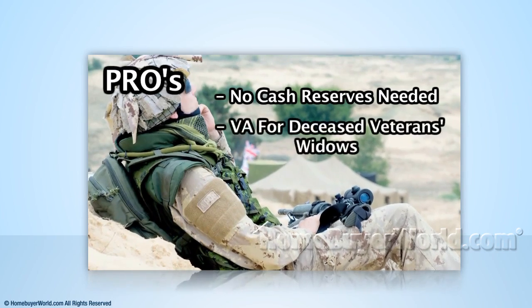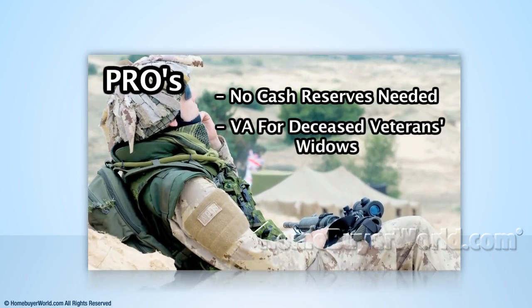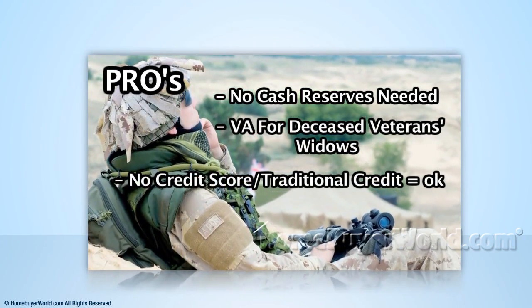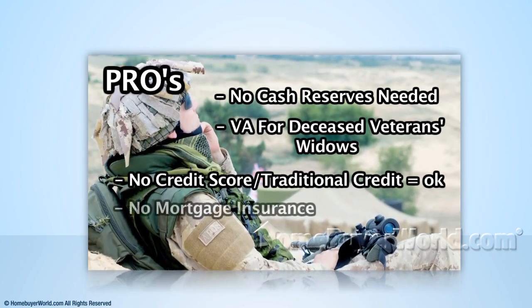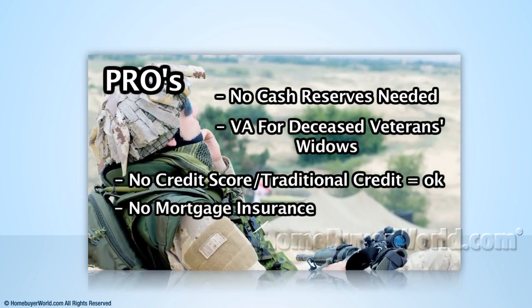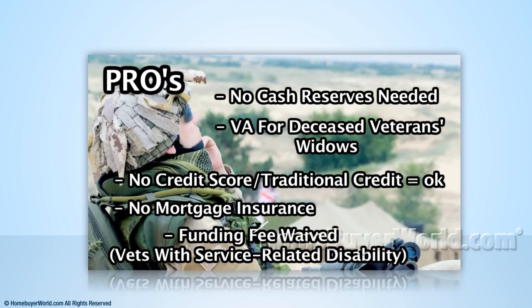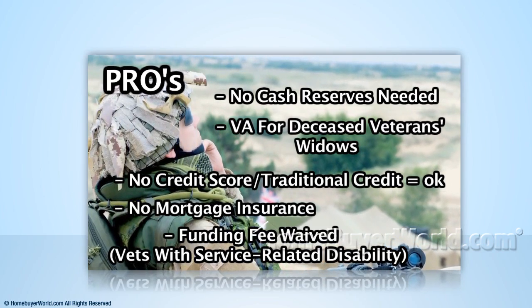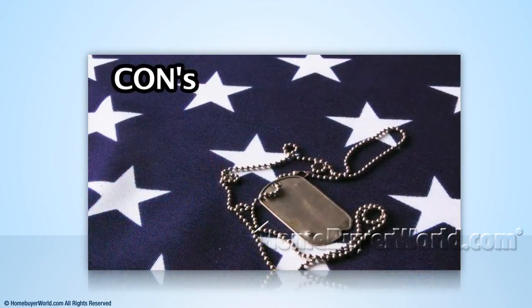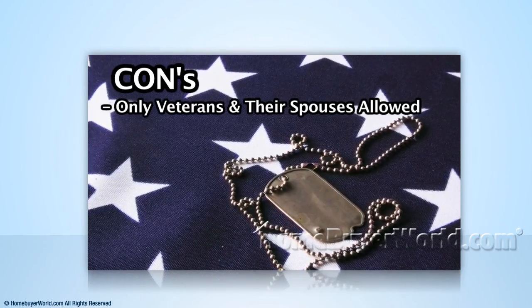The VA can be funded for widows of deceased veterans who never remarried. Veterans without credit scores or traditional credit can be eligible using non-traditional credit. There is no mortgage insurance, even at 100% loan-to-value. Veterans with service-related disabilities can have their VA funding fee waived, thus borrowing exactly 100% of the price of the home, nothing more.